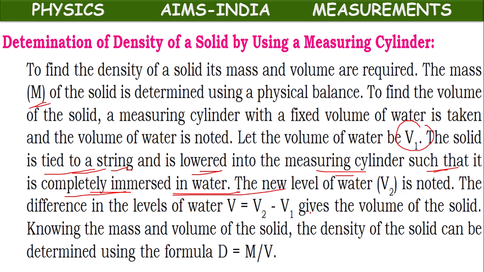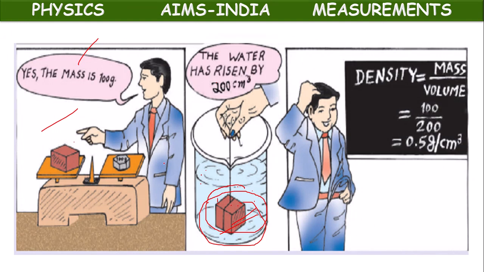So here, the new level of water, V2, is noted. Before the stone, it was V1. After suspending the stone, it was V2. If you take the difference, V2 minus V1, it gives the volume of the solid. So by taking the difference of without suspended mass and with suspended mass, we can find the volume.